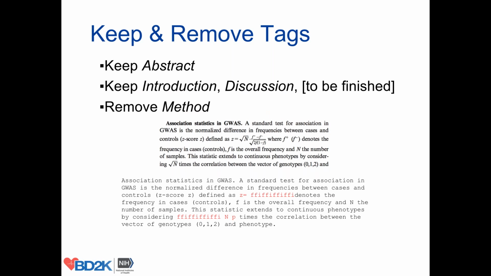And we will remove all the mathematics-related sections, such as method and other sections that have a lot of math equations. Here's an example. So the complex math equation is translated into some noise. And we also think that math equations are too detailed to extract software description from. So we decided to remove such sections.